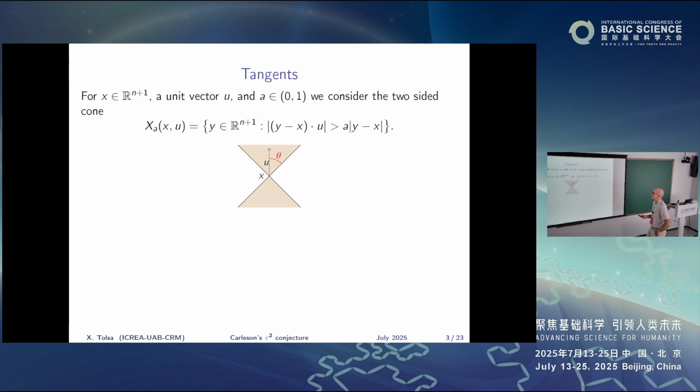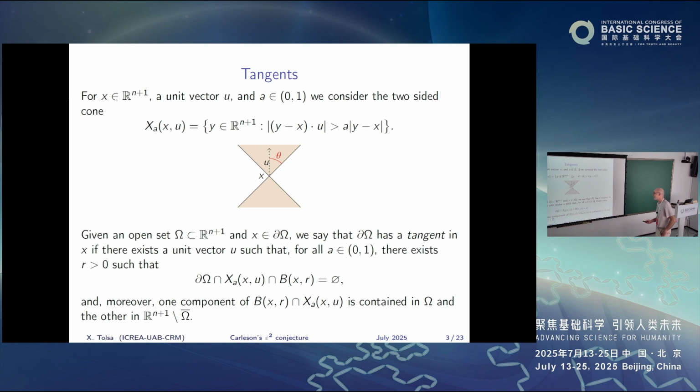So, given a point x in R^{n+1}, first I define a cone, a unit vector u and an aperture parameter a between 0 and 1. We consider this two-sided cone. It can be written in this way, but if you look at the drawing, I think it's most clear. This is a two-sided cone with vertex at x and aperture a equals cosine of theta, and u is the axis of the cone.